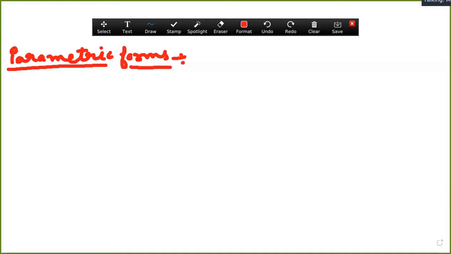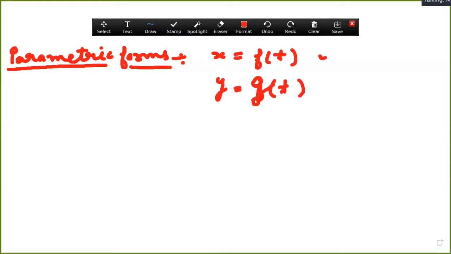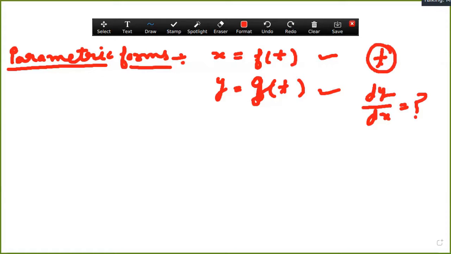So how do we get the derivative of the function when x and y are both written in a third parameter? Suppose x is written as a function of the parameter t, and y is also written in terms of t, say g(t). X is in t, y is in t, but you want to find dy upon dx. How do we find dy upon dx if x and y are both in the third parameter?